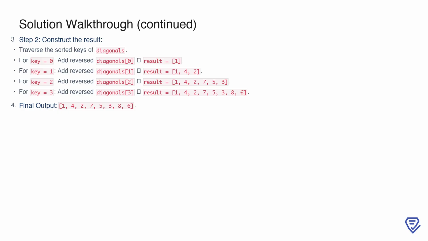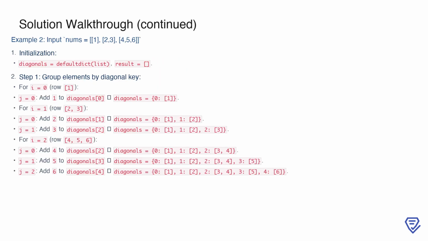3. Lastly, diagonal 6, 8, for key 3 is reversed to 8, 6, and appended, producing the final output 1, 4, 2, 7, 5, 3, 8, 6. This sequence demonstrates how we maintain the diagonal order and reverse each group before adding it to the result.